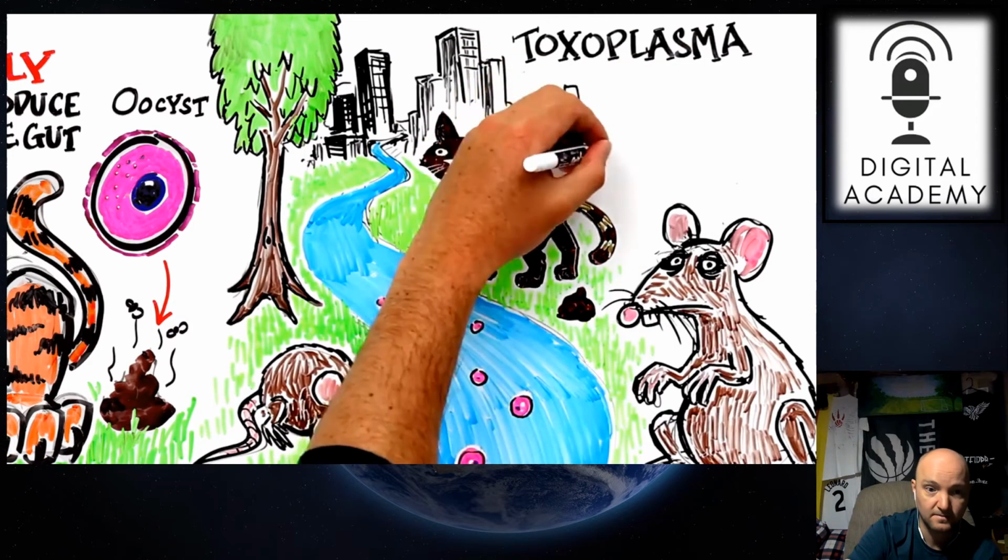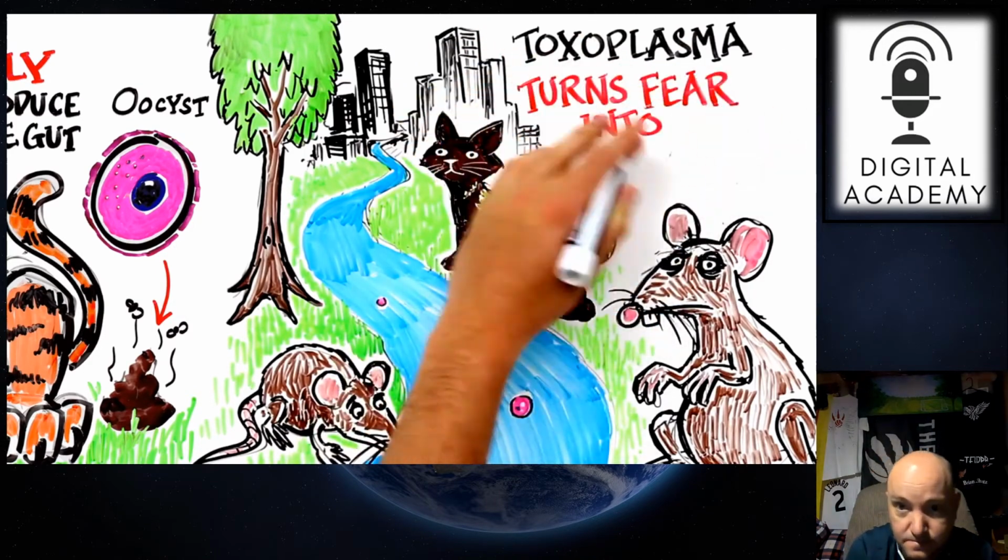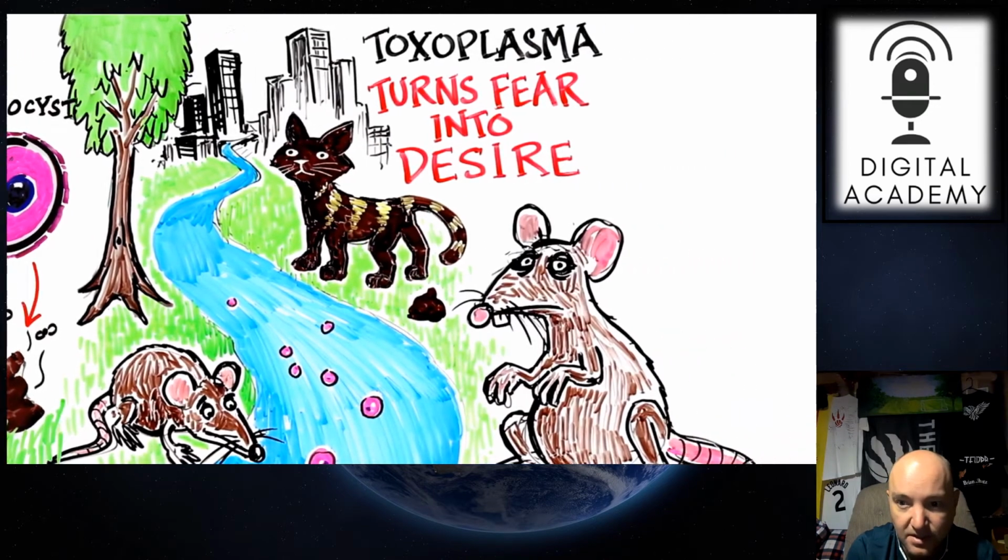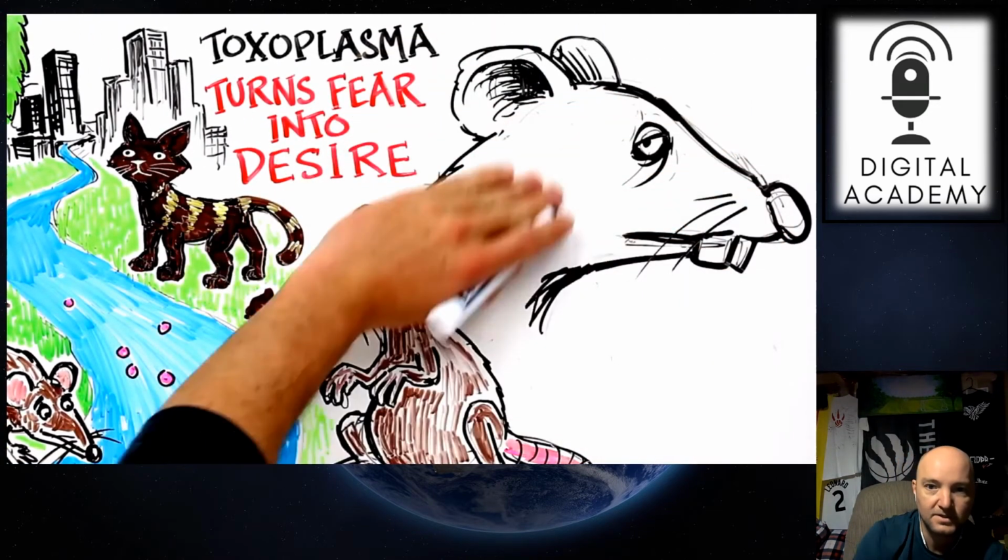Toxoplasma has the ability to rewire the brain and turn fear into desire. The parasite forms cysts. The effect of the toxoplasma is it turns the rat's fear into desire. Now think of how powerful of a chemical it would be. It'd be like if you were afraid of swimming because you had a deathly intense fear of drowning, and you got exposed to a chemical that all of a sudden made you want to swim all the time.